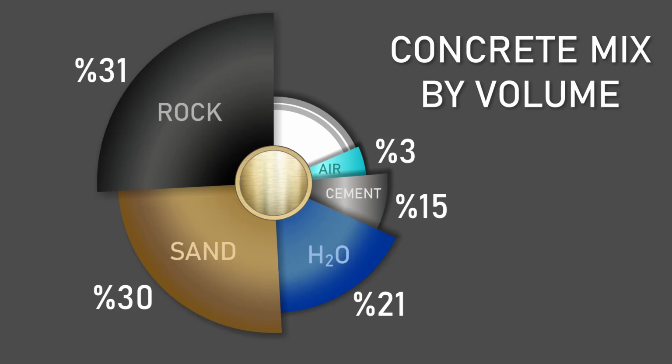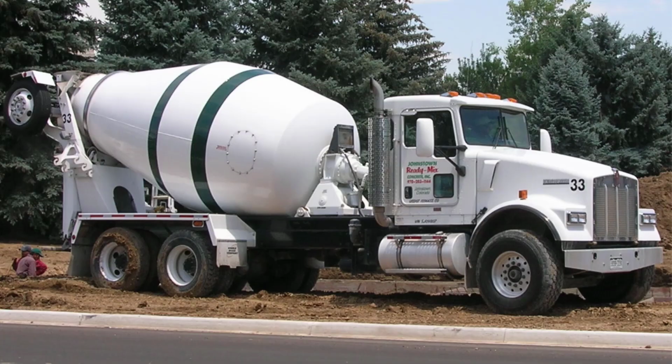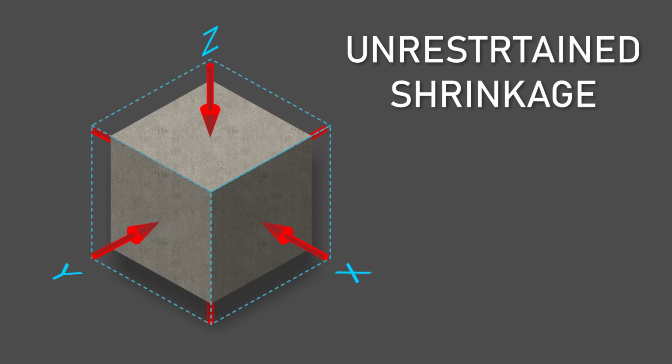Before we go any further, let's look at components in a typical concrete mix. Here in this mix you can see it's 31% rock, 30% sand, 21% water, 15% cement, and 3% air. At the ready-mix plant, once the dry components are measured and placed in the truck, water is added and the components are mixed during transport to the job site. The curing process begins as soon as the water is added. Concrete cures through a chemical process called hydration.